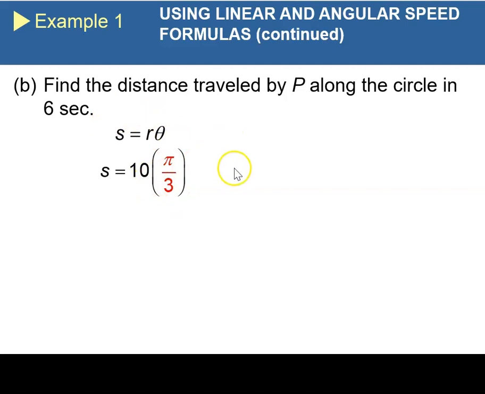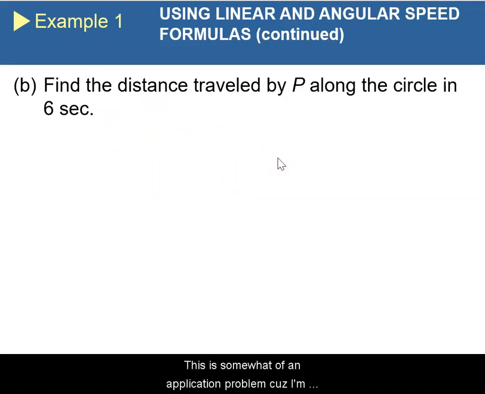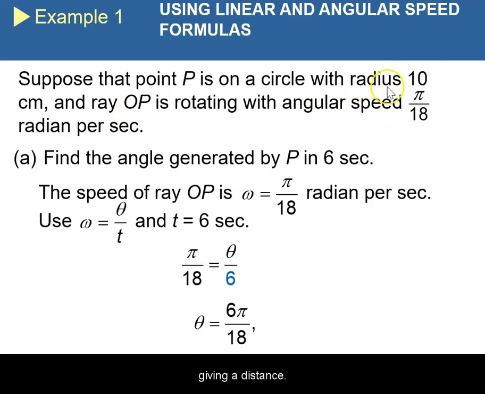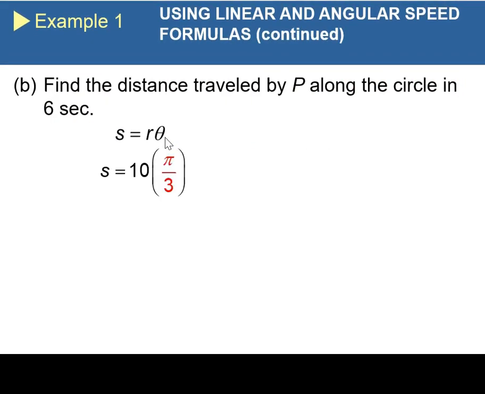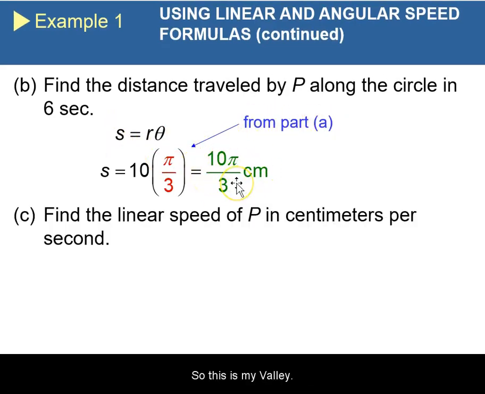But again, this is somewhat of an application problem because I'm given a distance here, right? So I'm going to talk about my arc length as a distance. Again, this comes from part A. So this is my value, and you can write an approximation here, although I do prefer exact values as is given in this example, right?